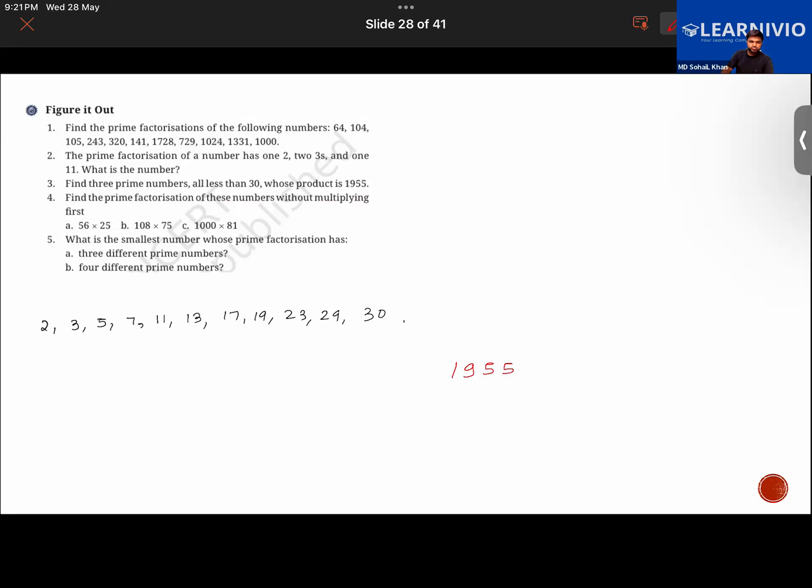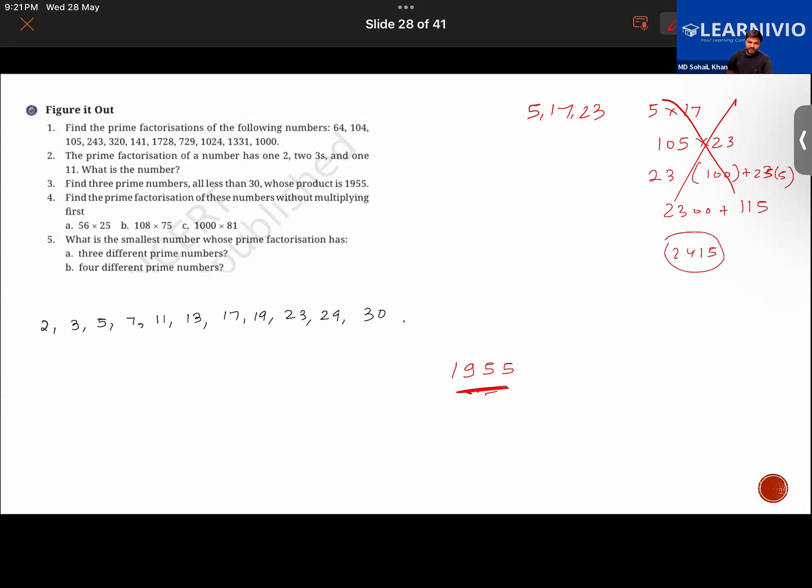Actually, no. Because 17 fives are 105, and then you are multiplying it by 23. So 23 multiplied by 100 plus 23 multiplied by 5, that is 2300 plus 115, so that is actually 2415. But we have to get this number, so this one is not correct. The result should be 1955.